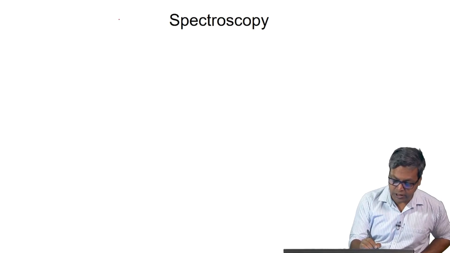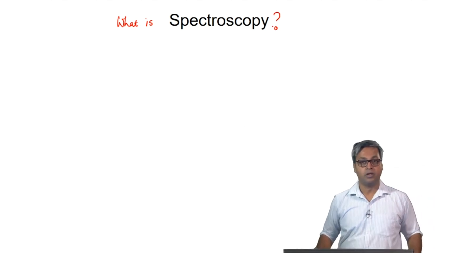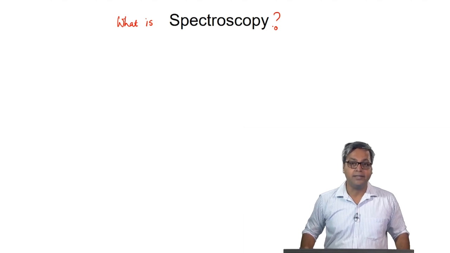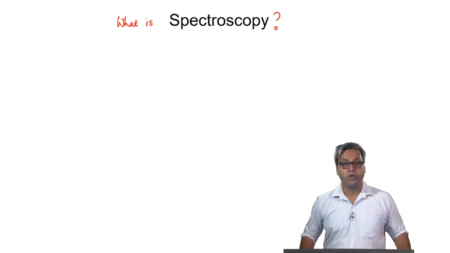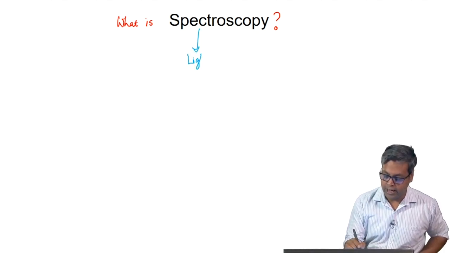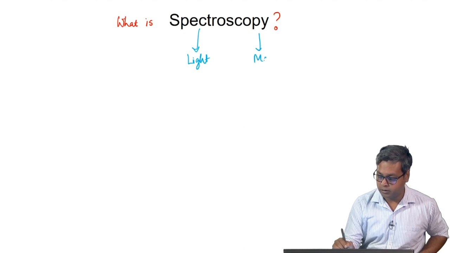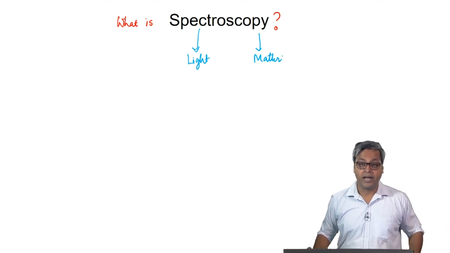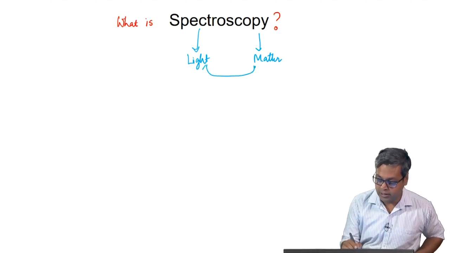So, because we are talking about spectroscopy, the first question we would ask is, what is spectroscopy? So, spectroscopy is defined as the interaction between light and matter. In other words, we have two things in spectroscopy. We have light and we have matter. And in addition to that, we have some interaction between light and matter.